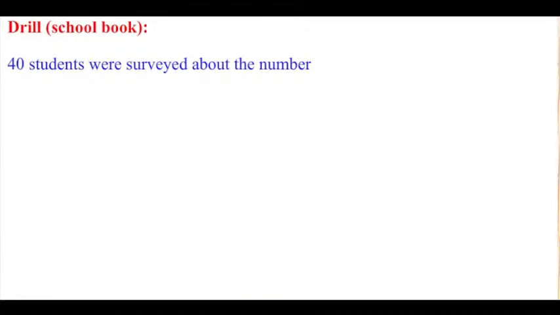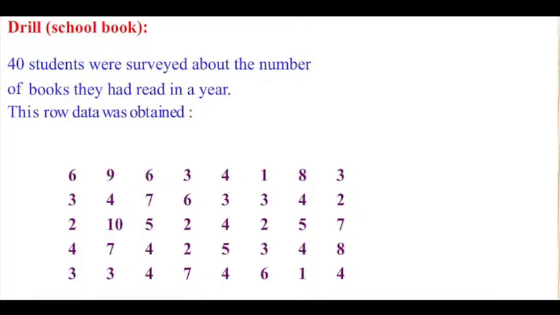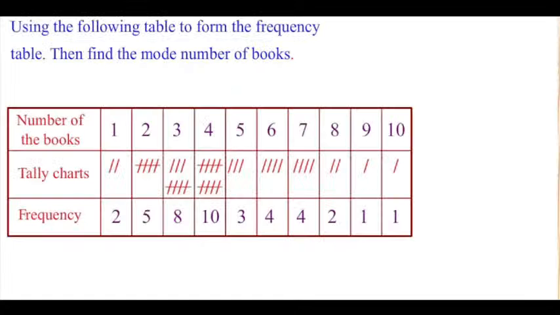Exercise. 40 students were surveyed about the number of books they had read in a year. This raw data was obtained using the following table to form the frequency table. Then find the mode number of books.